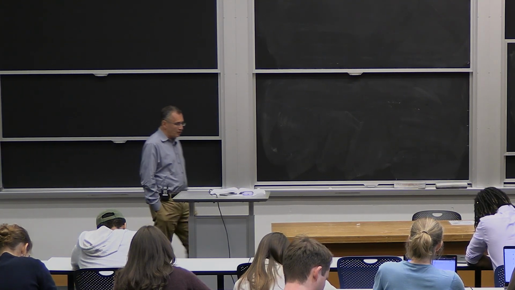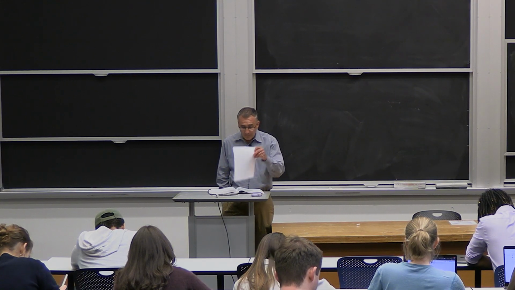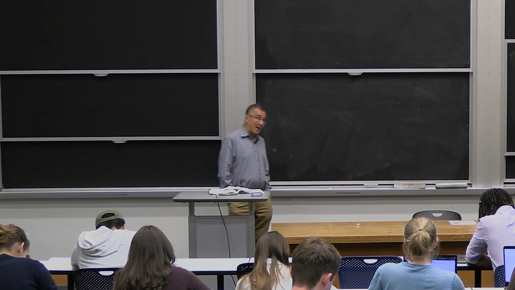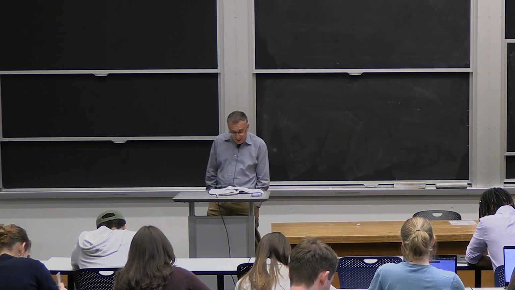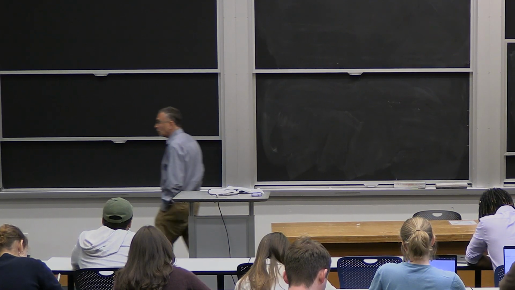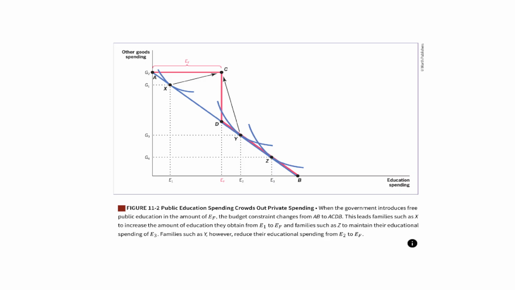To understand how that works, let's think about a simple model where individuals, much like our model of grants at the end of the last chapter, but now it's an individual making a decision. They're deciding between how much to spend on education and how much to spend on everything else. This is figure 11.2 in your handout. And they face a budget constraint. They can either spend their budget all on education, in which case they'll get B of education, or on other goods, in which case they'll get G2.